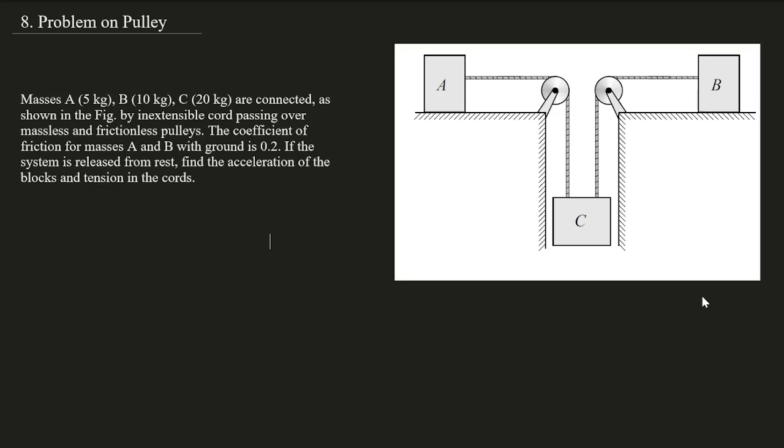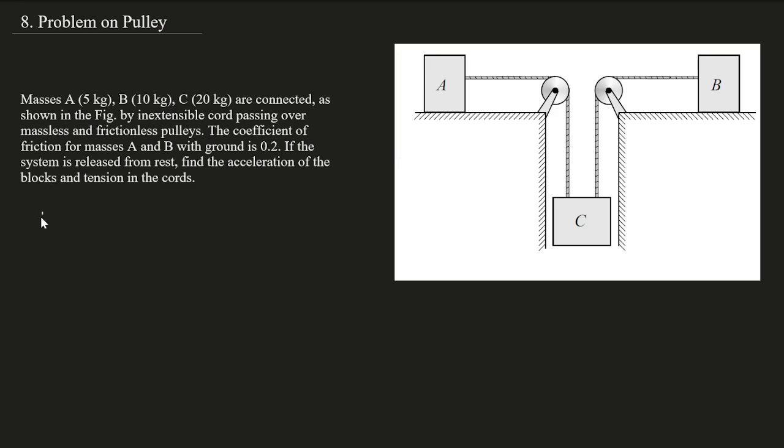In this video, we will see how Newton's second law is used to solve the pulley problem. The problem states that masses A 5 kg, B 10 kg, C 20 kg are connected as shown in the figure by an inextensible cord passing over a massless and frictionless pulley. The coefficient of friction for masses A and B with the ground is 0.2. If the system is released from rest, find the acceleration of the blocks and the tension in the cord.